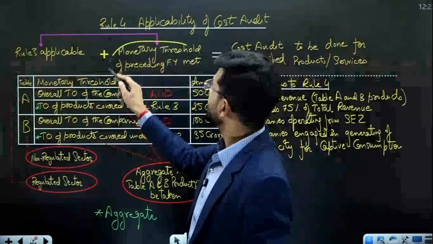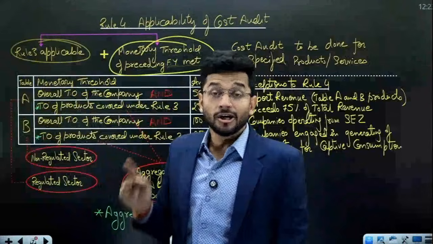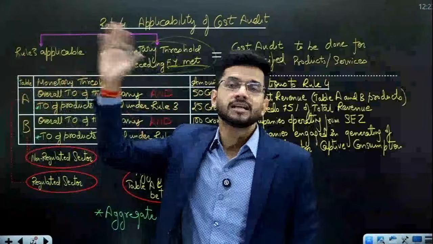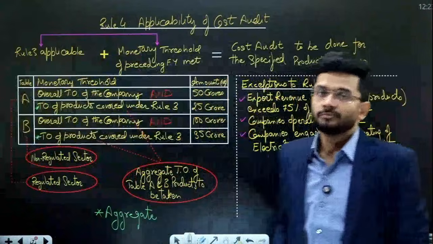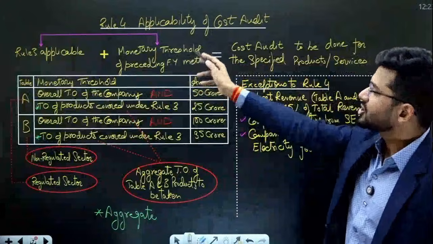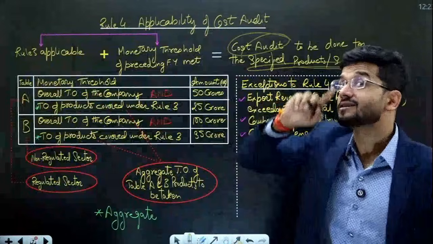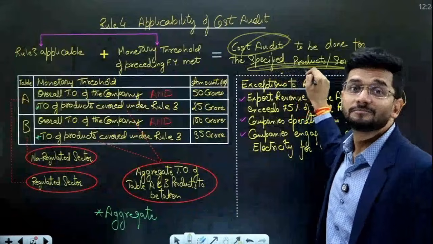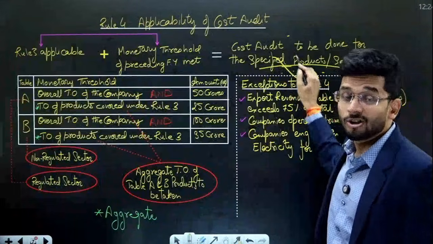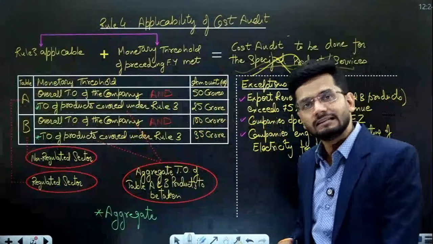Plus, the monetary threshold of the preceding financial year should be met. The monetary threshold should be met for the immediately preceding financial year, which is the monetary threshold given in this particular rule. And if both conditions are cumulatively satisfied, then cost audit is to be done for the specified products and services. Again, cost audit is required to be done for the specified goods and services only. It is not to be done for all the goods and services.